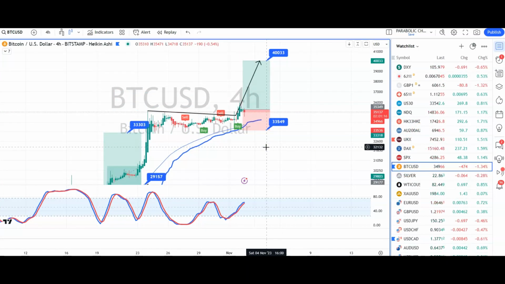Again, Bitcoin, we're not seeing any movement here clearly, so any kind of pullback we'd be going long again in the next few days.